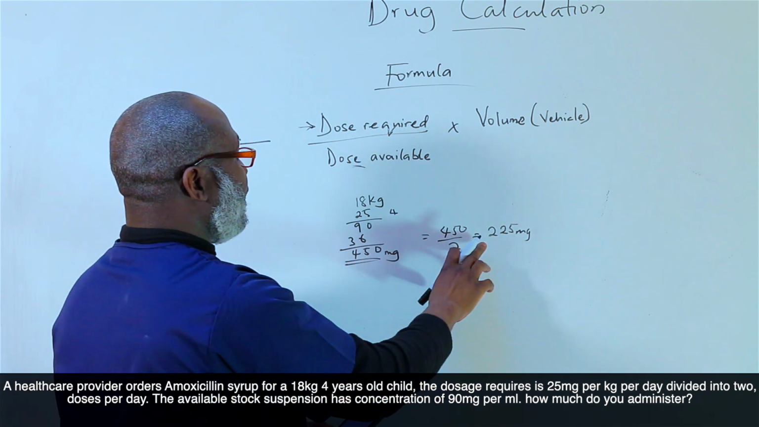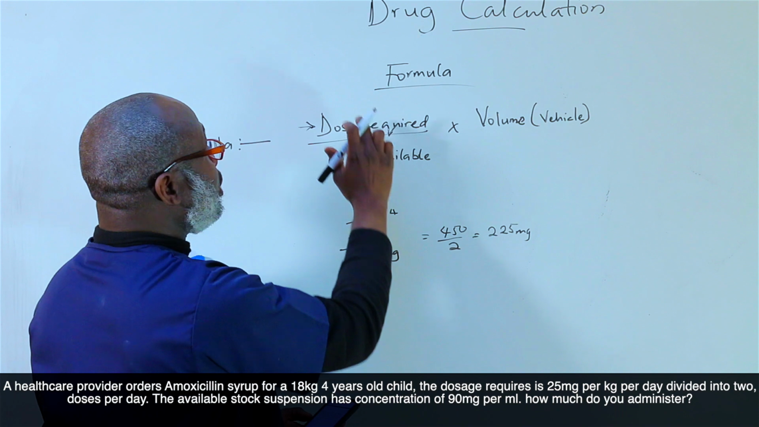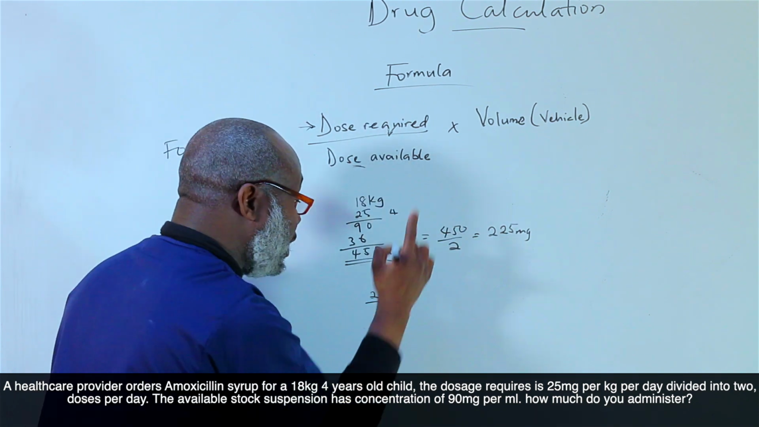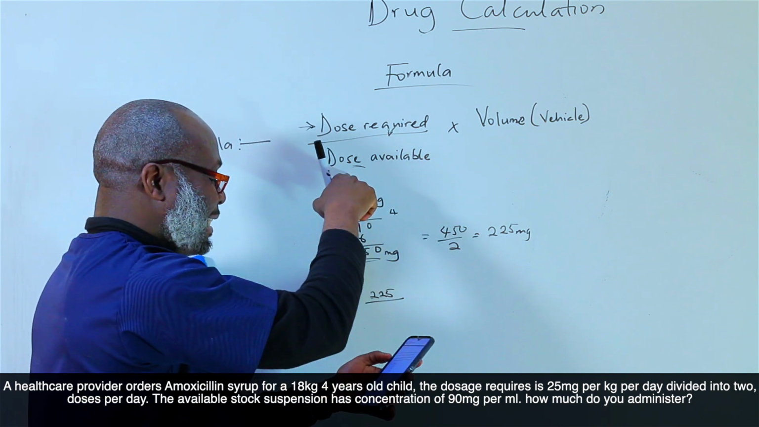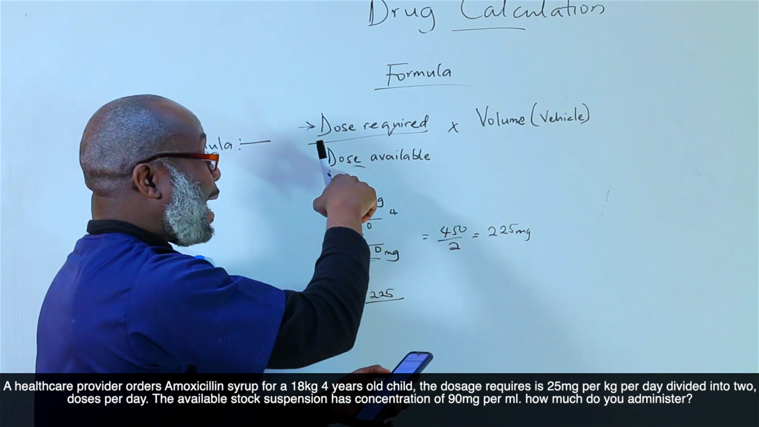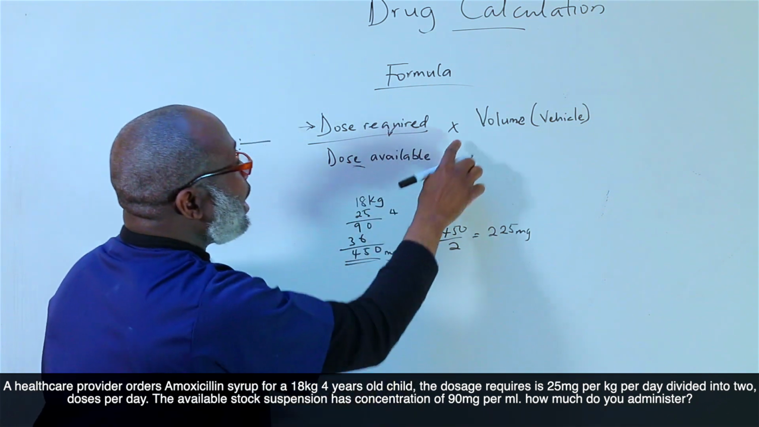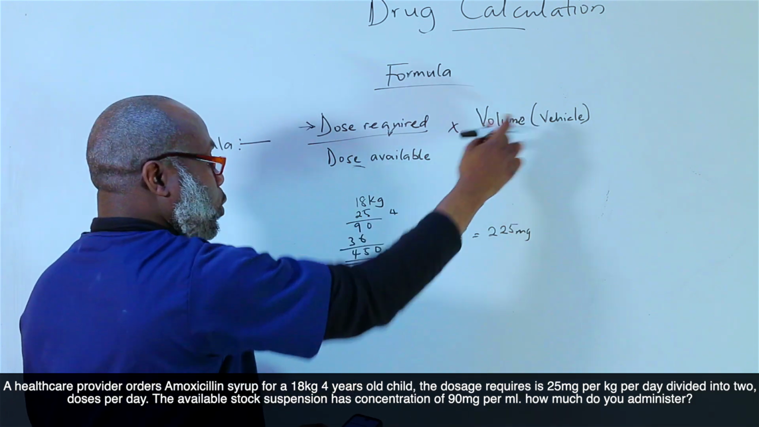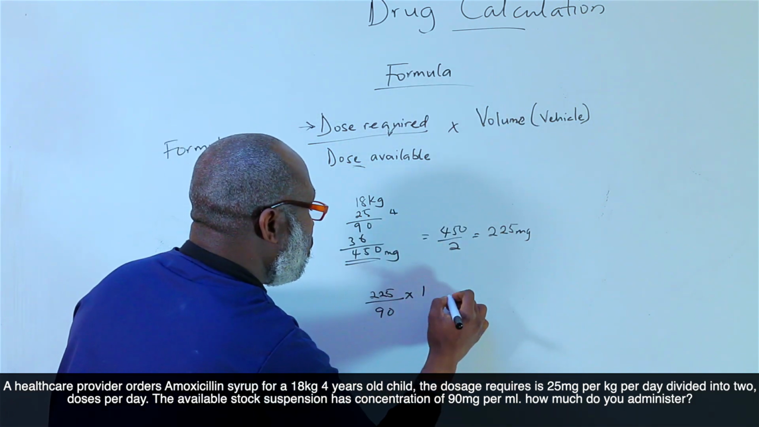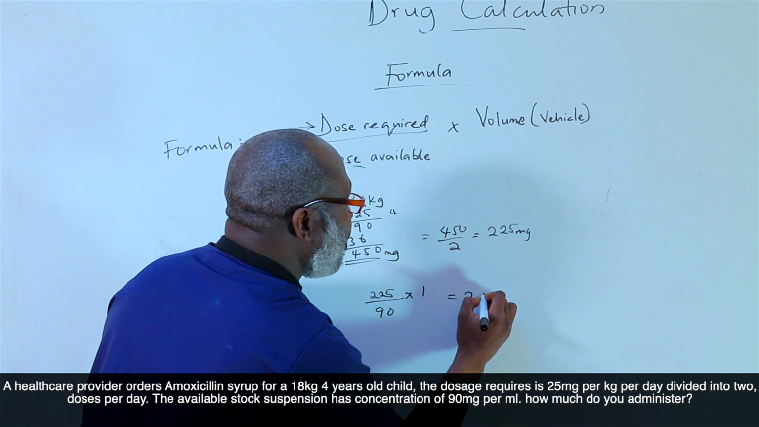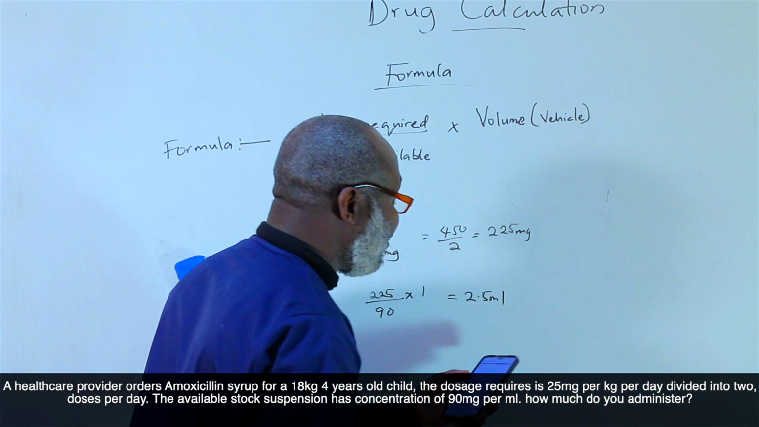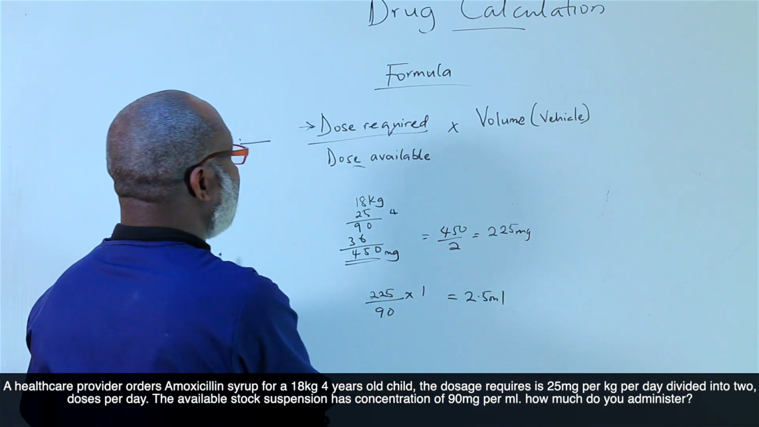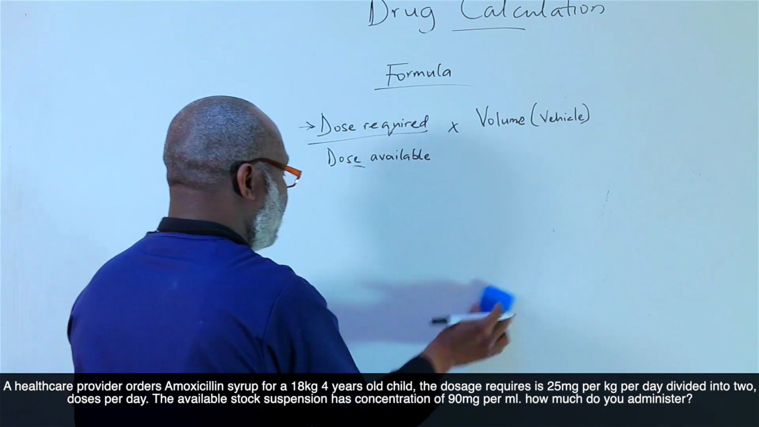So now, 225 milligram is the dose required to give. Then the dose available is 90 milligram per mil. Then multiplied by 90 milligram per 1 mil. So the volume or the vehicle is 1 mil. So if you do your calculation here, you're going to get 2.5 mil. So 2.5 milliliters of amoxicillin syrup is going to be given. That is it. That is the second one.